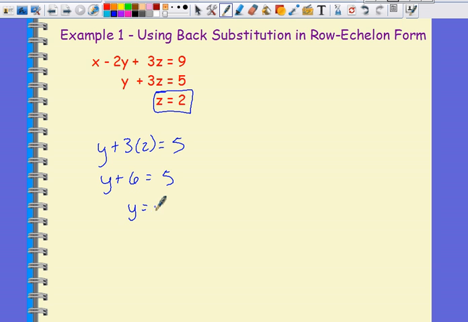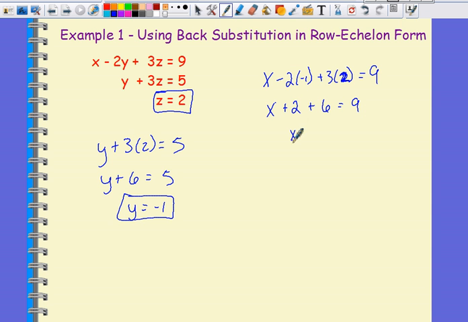That's pretty simple, right? Now that I know z and y, plug it into the first one. X minus 2 times negative 1 plus 3 times 2 equals 9. So we can simplify this. X plus 2 plus 6 equals 9. Obviously, this is x plus 8 equals 9. Therefore, x is equal to what? 1.